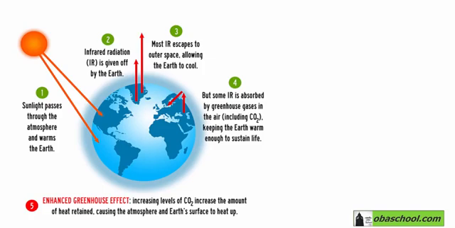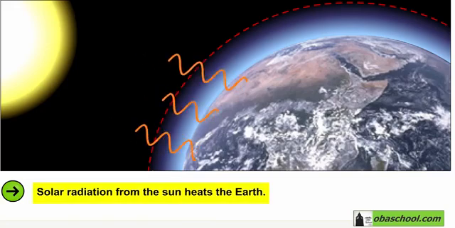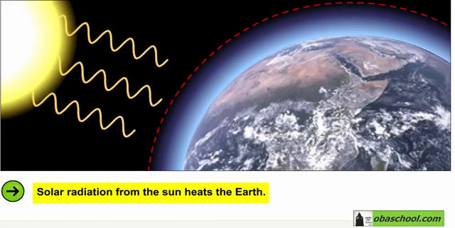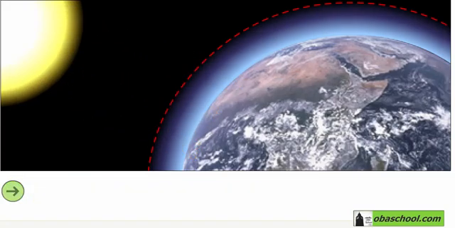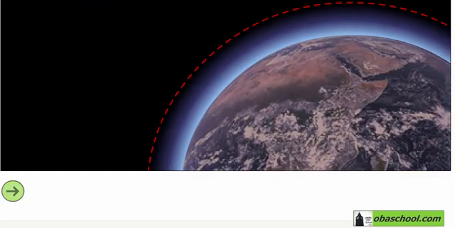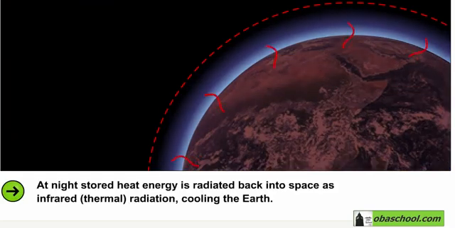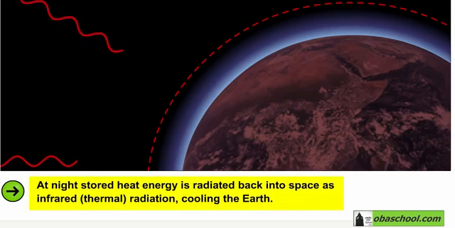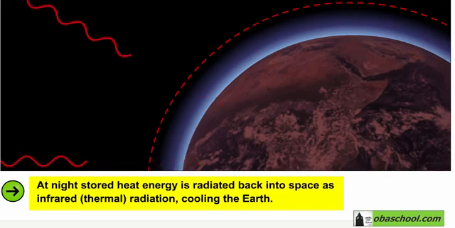The Earth is heated by the sun. So these are the solar radiation from the sun which will heat the Earth. Then, at night, the stored heat energy will be radiated back into space as infrared radiation or thermal radiation, and thus the Earth will cool again. So these are infrared radiation which are emitted back into space.